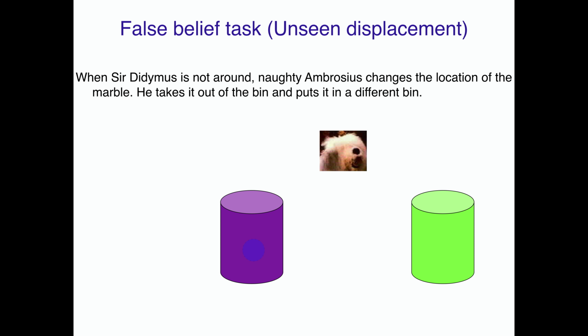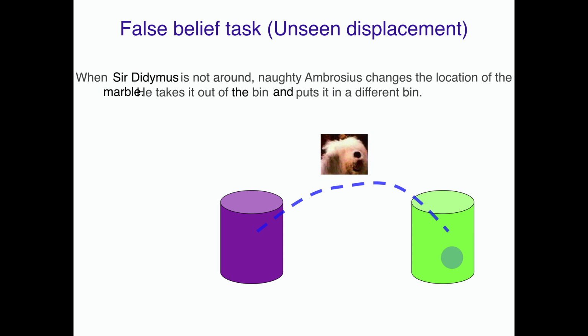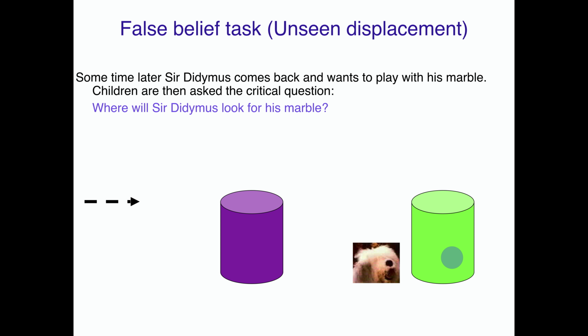When Sir Didymus is not around, naughty Ambrosius changes the location of the marble. He takes it out of the bin and puts it, say, in a different bin. So like you and I and Ambrosius know, because we've been watching this whole thing happen, that it's now in the green bin. But Sir Didymus wasn't around. So when Sir Didymus comes back and wants to play with his marble, children then ask the critical question: where will Sir Didymus look for his marble, right?